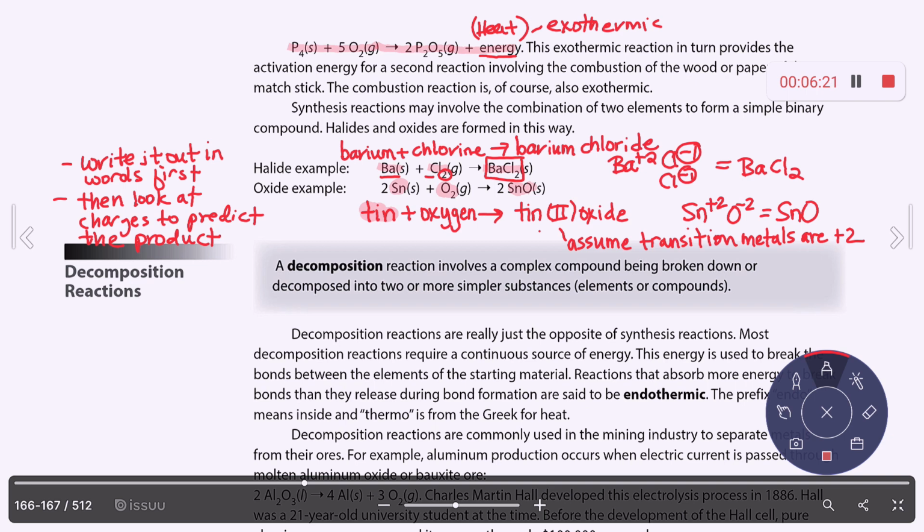All right, do you want to try some on that worksheet before I go on and do the opposite direction? So numbers 1 through 7. Why don't you guys try the first 2? Write them out in words, and then predict the name of the product, and then look at the charges and go from there, okay?